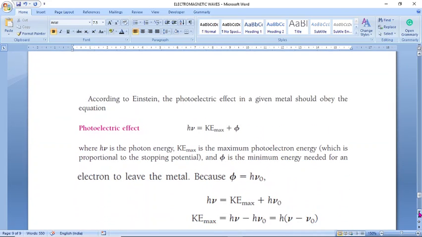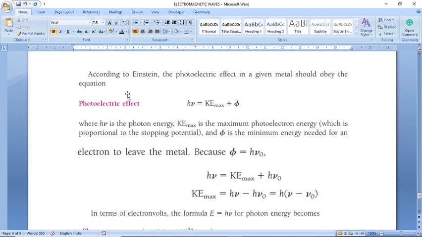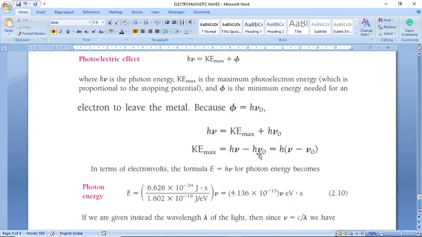According to Einstein, the photoelectric effect in a given metal should obey the equation h nu equal to Ke maximum plus phi, where h nu is the photon energy, Ke maximum is the maximum photoelectron energy, and phi is the minimum energy needed for an electron to leave the metal. Because phi is h nu 0, if we substitute, h nu equal to Ke maximum plus h nu 0, then Ke maximum equal to h into nu minus nu 0. Remember this, problems will be asked.